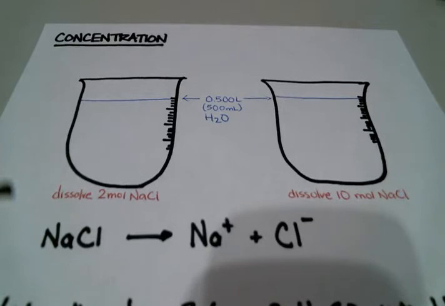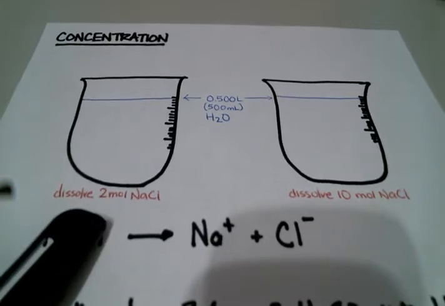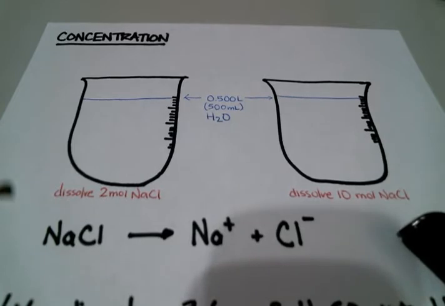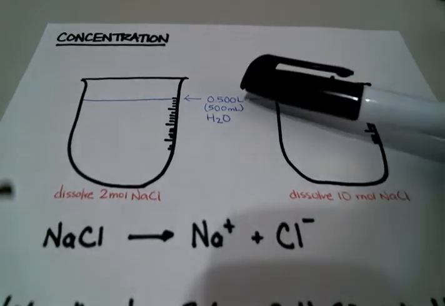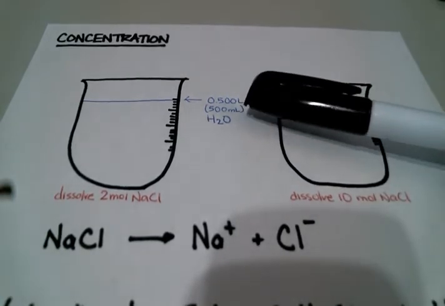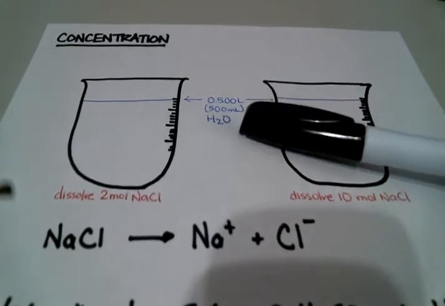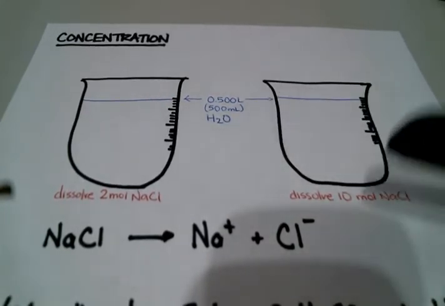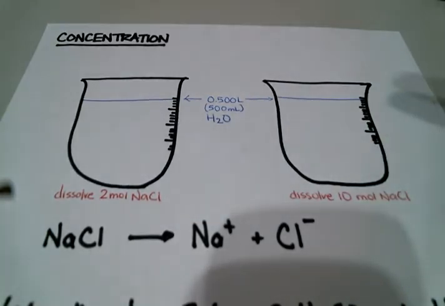What we're going to do is dissolve 2 moles of sodium chloride in this one and 10 moles of sodium chloride into the right one. And we filled the beakers with the same amount of water. We put half a liter, or 0.500 liters, 500 milliliters, however you want to chalk it up, they all mean the same thing, of water in these beakers. And then we're going to add either 2 moles of sodium chloride for the first one or 10 moles of sodium chloride for the second one. Visually we should see what differences in concentrations mean based on this rudimentary diagram I'm about to draw.